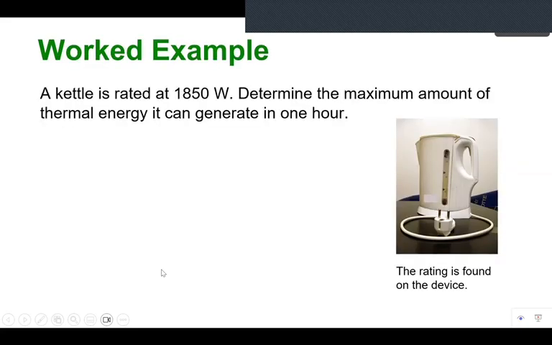Next question. So I have a kettle that is rated at 1850 watts. Determine the maximum amount of thermal energy that it can generate in 1 minute. So I am interested in the energy. So again, I'm going to use my formula, EPT. I'm interested in energy, so energy is power times time.